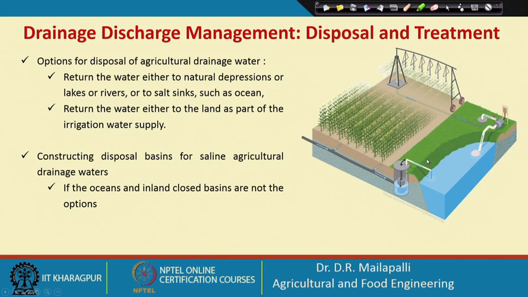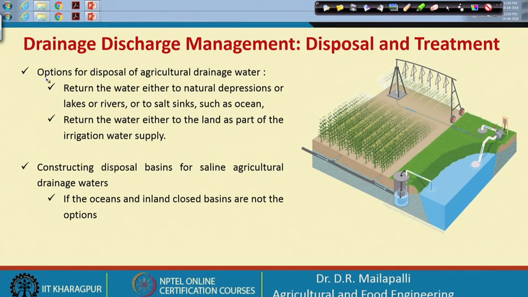Okay. So, the drain discharge management. The options for disposal of agricultural drainage: return the water either to natural depressions or lakes or rivers, or to salt sinks such as oceans. So, here you can dispose it to the nearest water bodies or the oceans, right.